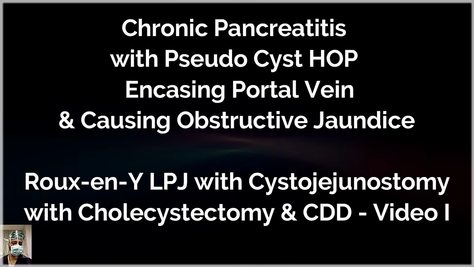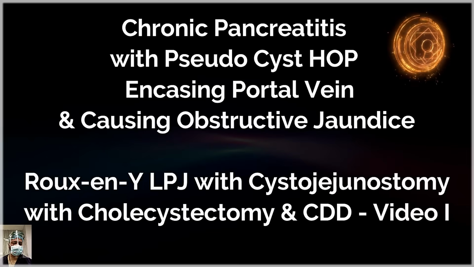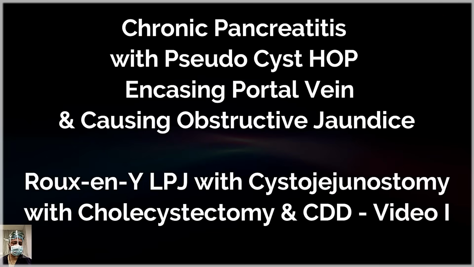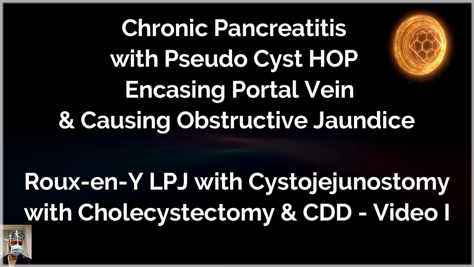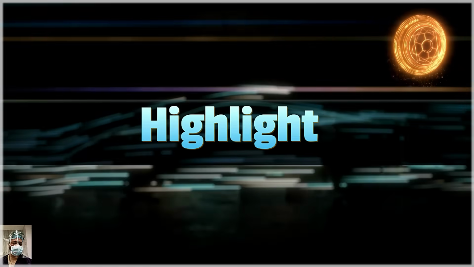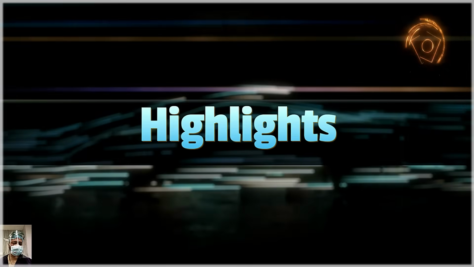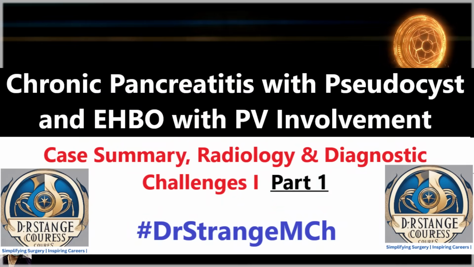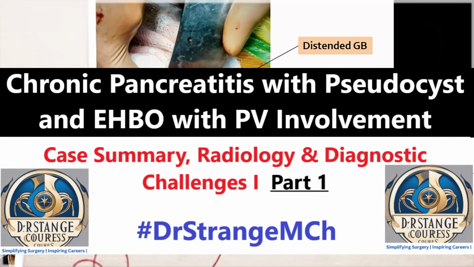So the main point which we want to highlight is that in this case, the pseudocyst head of pancreas was encasing the portal vein and was also causing obstructive jaundice. So we have divided this video in two parts to keep the video length short and to keep the interest alive. So this is the first video, and I hope you will enjoy the content.